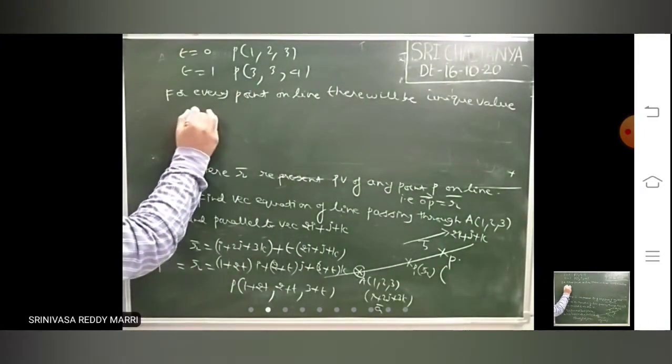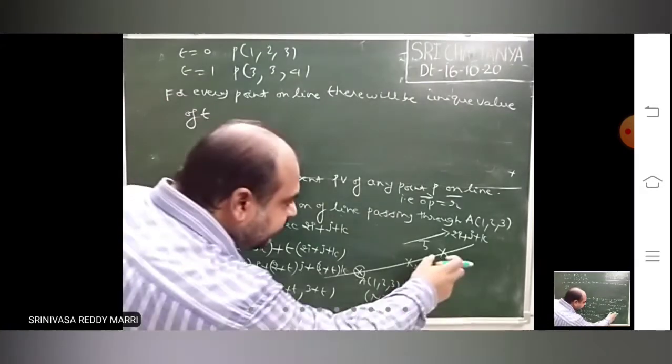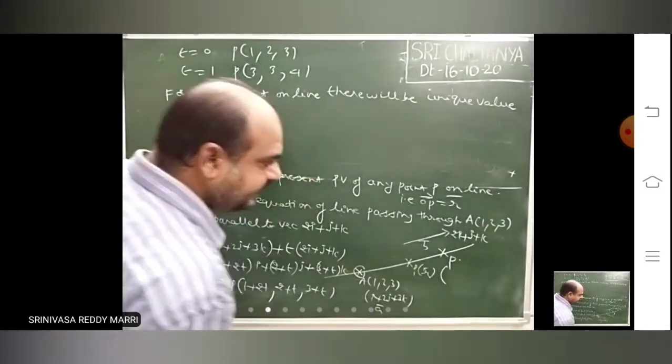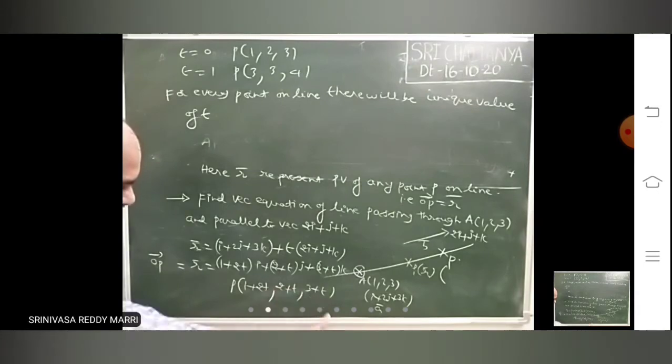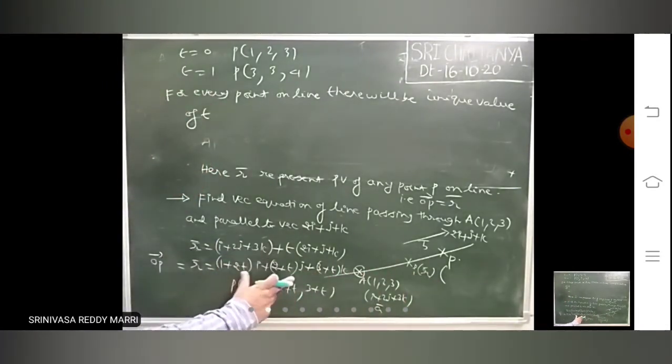There will be a unique value of T. If you want to find such a point, you must calculate the T value. If you substitute the T value for that particular point in this equation, you will get that point. Any point can be written after converting the equation to this form. Some condition will be given, and if you find the T value using that condition, you will get that particular point on the line.